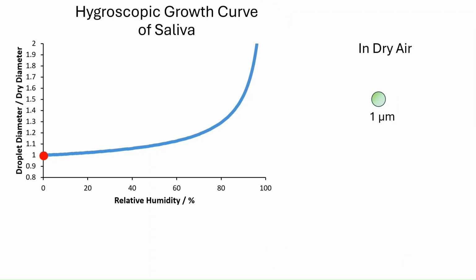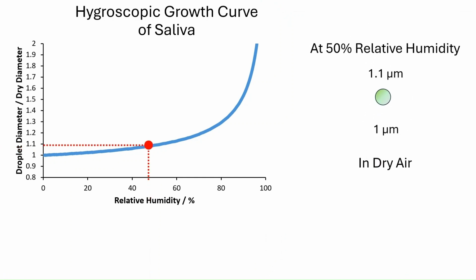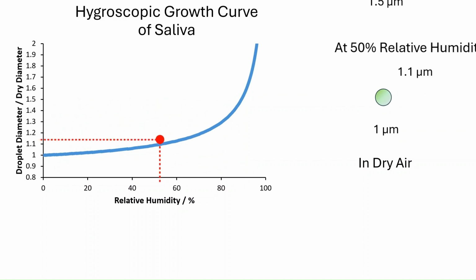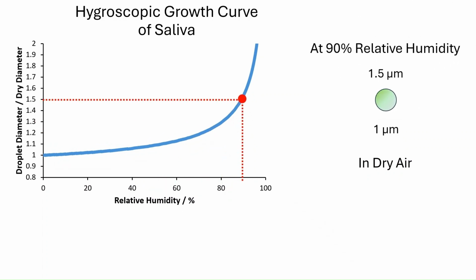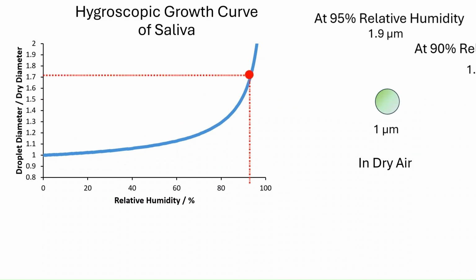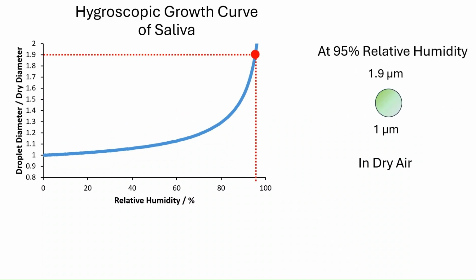If you were to make a 1 micron aerosol droplet of this mixture, and then suspend it in air at 50% humidity, the diameter of this aerosol would be 1.1 microns. If you were to raise the humidity to 90%, the aerosol droplet would be 1.5 microns. And if you raise the humidity again to 95%, it would be 1.9 microns.